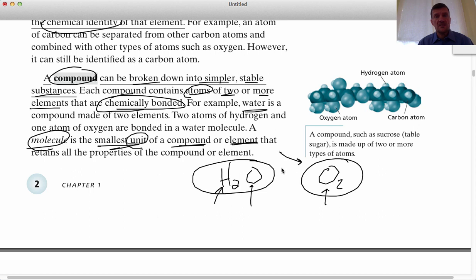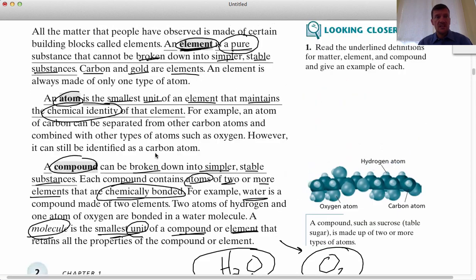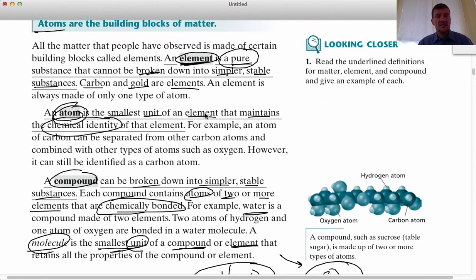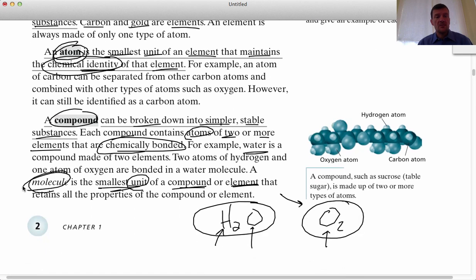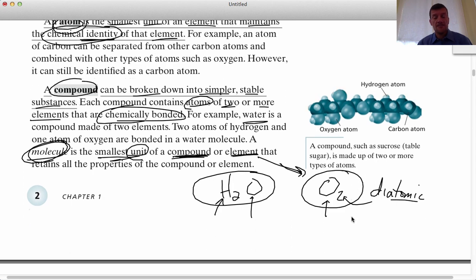Water, that's a molecule. So a molecule basically is the smallest unit of a compound, or an element, in this case an element that has 2 or more atoms always together, and that molecule is going to retain the properties. Just like an atom retains the properties of that element, a molecule is going to retain the properties of the compound, or an element that is what's called diatomic. Diatomic means it just has 2 atoms that make up that element, okay?